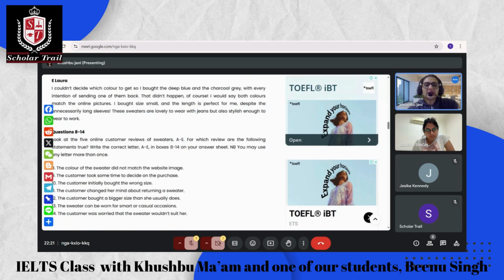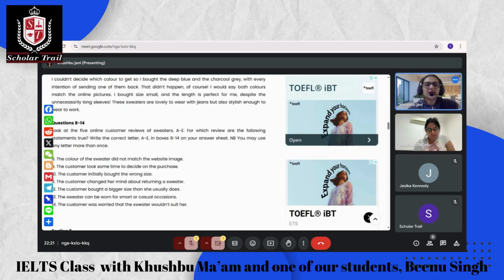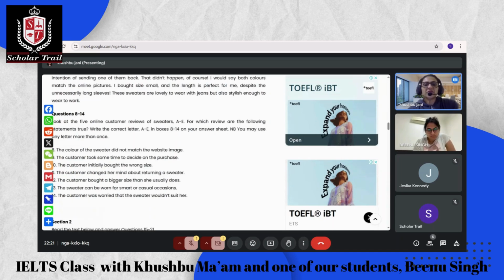Okay, Laura. I couldn't decide which color to get, so I bought the deep blue and the charcoal gray with every intention of sending one of them back. That didn't happen, of course. I would say both the colors match the online pictures. I bought size small and the length is perfect for me despite the unnecessarily long sleeves. These sweaters are lovely to wear with jeans but also stylish enough to wear to work.